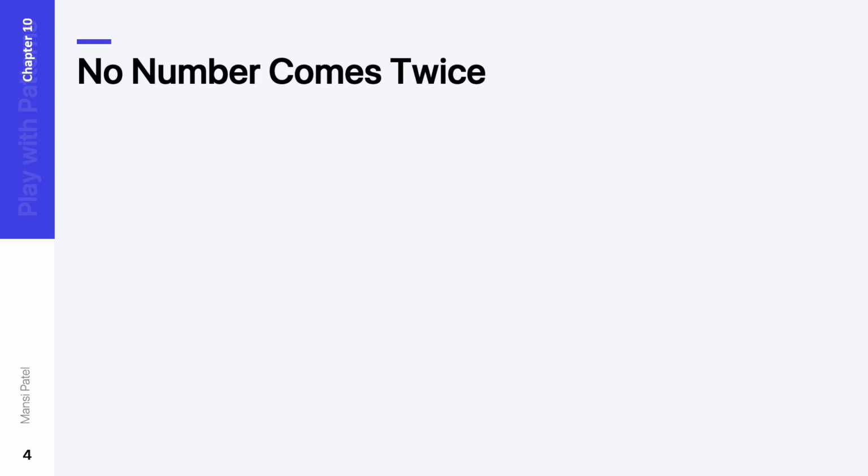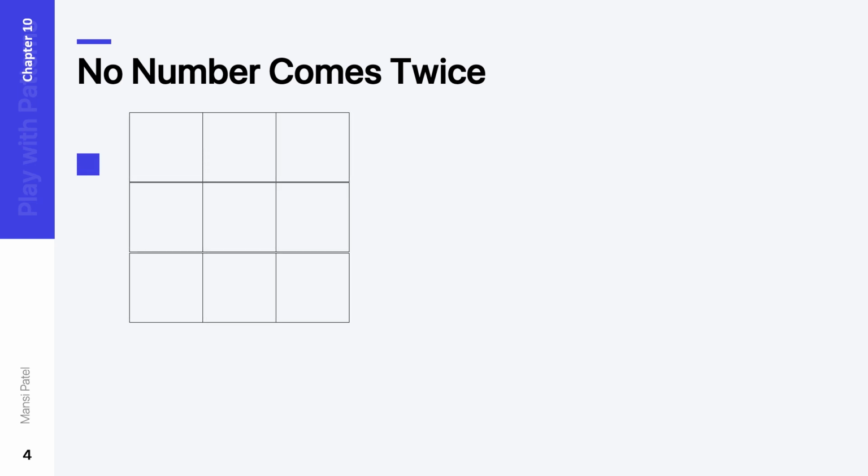No number comes twice. In this I am giving one box to you that is of 3 by 3, means 3 rows and 3 columns. You have to arrange the numbers like this, that in each row and each column the number should not be repeated. The number should not come twice. Like this way you have to arrange all these things. So let us see how to arrange.